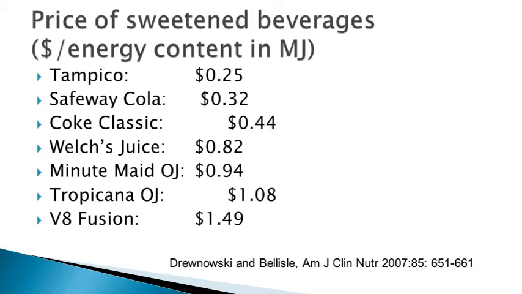You can see this was published in a journal that made the case that the expensive foods are more costly. So this compared price per energy content of different types of beverages. So Tampico, for this particular study, was 25 cents per the energy content. And you can see how prices vary. But if you go to the orange juice, which is at least pure orange juice, it's much more expensive per energy content, and then the V8 juice, even higher still.